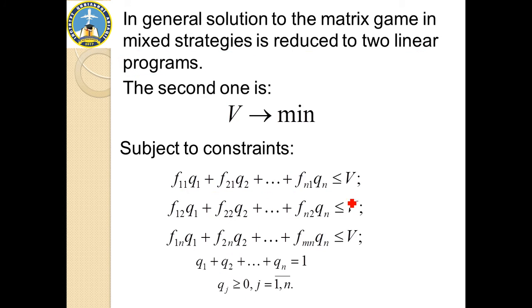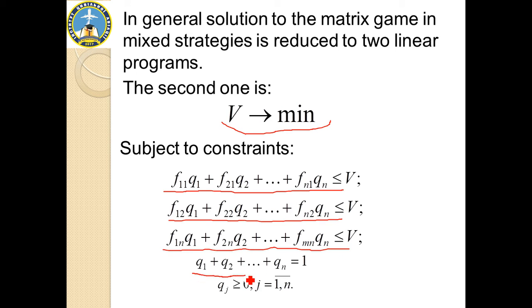From the standpoint of the second player, he tries to minimize, to bring his price of the game to the minimum, because the price of the game represents his losses, subject to constraints. Instead of summing up these individual payoffs across the rows, we sum them up across the columns of the payoff matrix. These individual sums of payoffs times the shares of the strategies played by player B should be less or equal than the price of the game. And every inequality represents a single column of the payoff matrix.